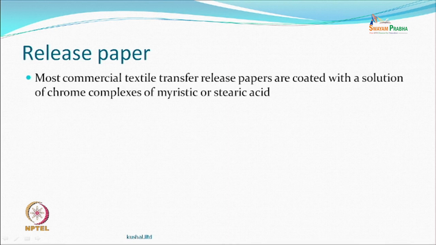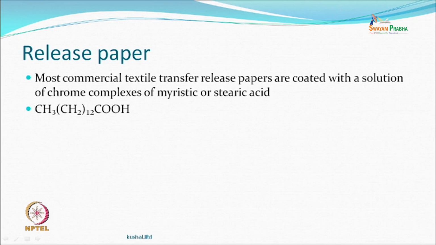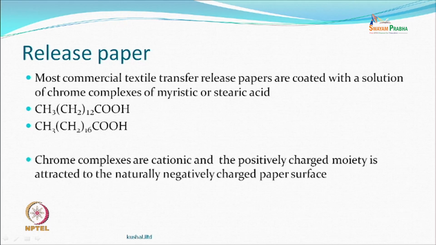Some of these papers which are commercially used for such things are coated with a chromium complex of stearic acid or myristic acid. Once it is there, then as somebody pointed out before also, the affinity towards the paper becomes less. The film may like to just get off the surface whenever given an opportunity of pressure or temperature. This is the C13 type of acid, which is called myristic acid, and this is the common C17 type, which is stearic acid. But because they make a chromium complex, something like this happens.